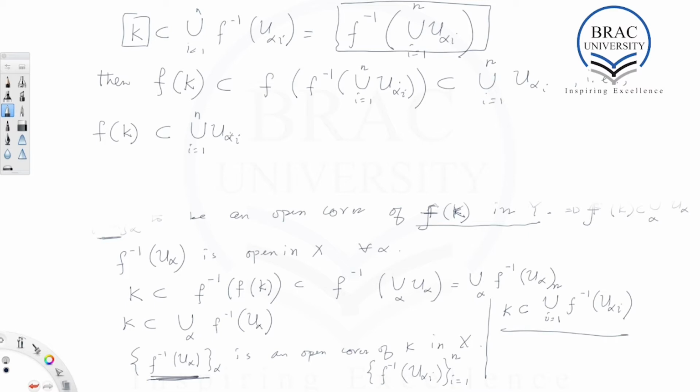So we had earlier F(K). So we started with F(K) being a subset contained in this arbitrary union, so that the collection U alpha was an open cover of F(K). Now we have found a finite subcover of this cover, which means that F(K) is compact. F(K) is compact. Okay. Good. Q.E.D.